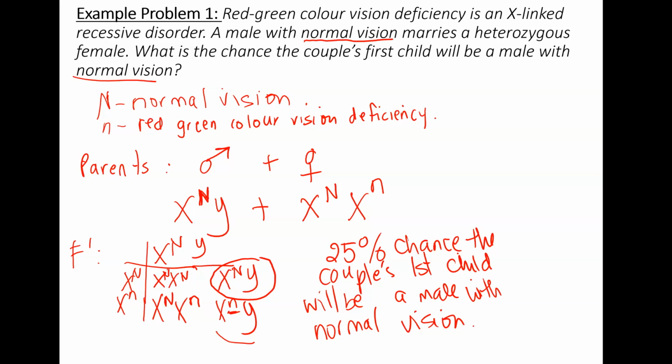Okay, so that's that question. Number 2, Fragile X syndrome is a dominant X-linked disorder. If a heterozygous female has a child with an affected male, what is the chance of the child having Fragile X syndrome? So now we are going to do our legend again.